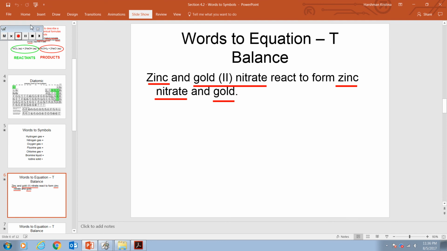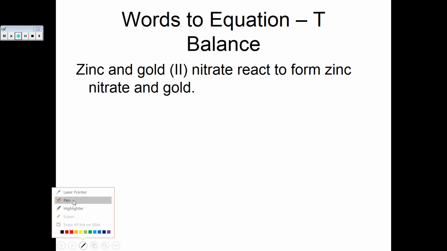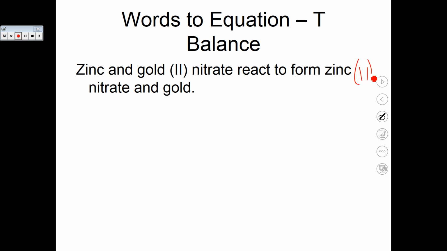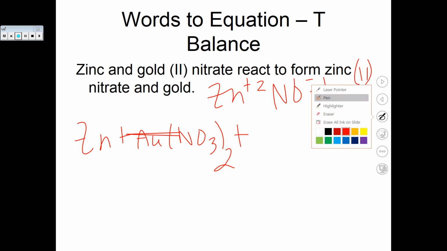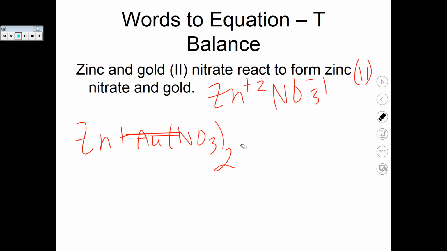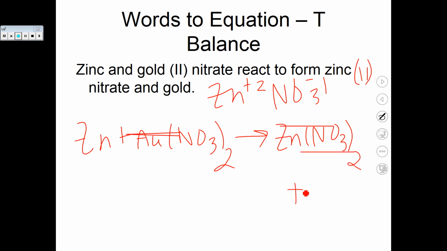So when you go to write zinc nitrate, someone forgot to put the oxidation number there, it's going to be zinc 2 nitrate. Okay, let me quickly just go back through here. Au(NO3)2. So zinc 2 nitrate is going to be Zn plus 2, nitrate is NO3 minus 1. So it will be Zn(NO3)2, like that, plus gold, Au.